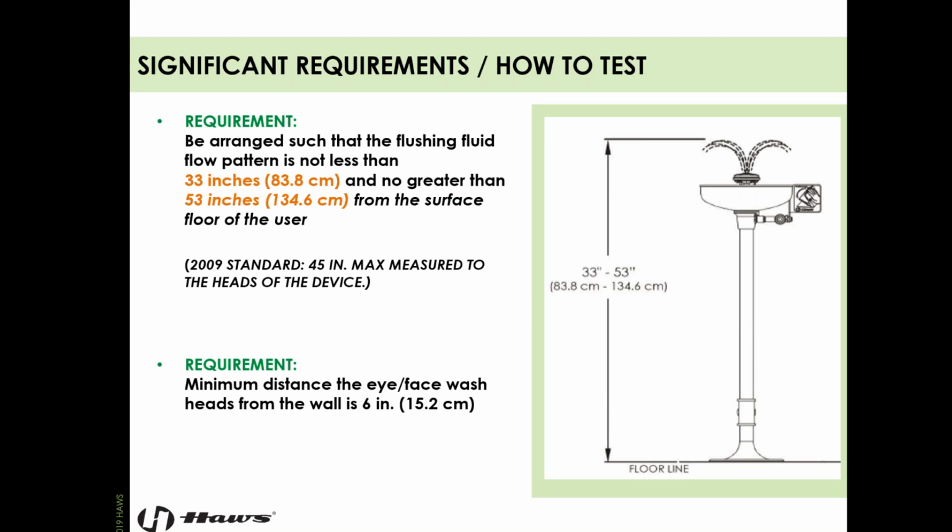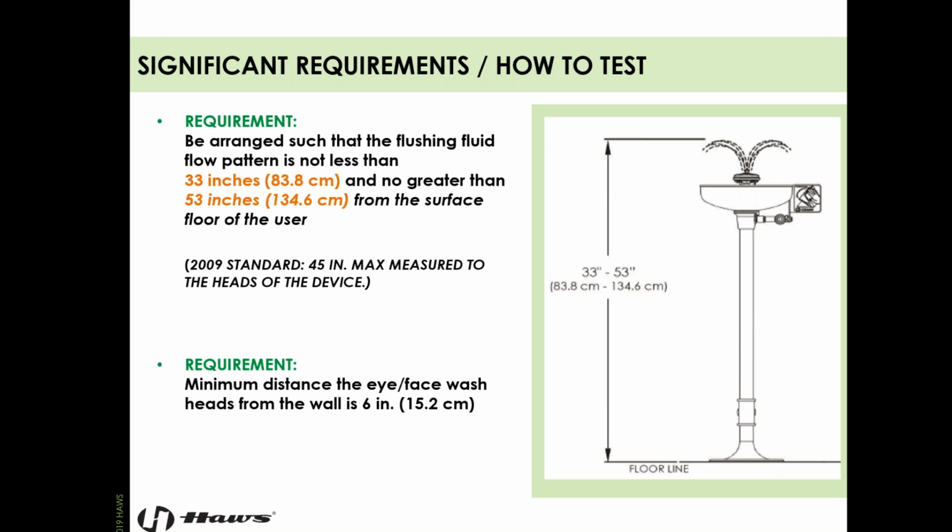Now, the flushing fluid that's coming out of the equipment needs to be arranged so that the top of the flow pattern is between 33 to 53 inches. So no greater than 53 inches and no less than 33 inches. And that's, again, just based on average human height. We're ensuring that the equipment is usable. When you stand at that equipment, you're going to be able to bend over, put your face above the equipment and utilize it correctly. Otherwise, if it's too tall, there are going to be people that can't use it. If it's too low, it's going to be incredibly difficult to use, and the shower flow pattern is going to be maybe too wide of a pattern and not flush you correctly the way it was designed.